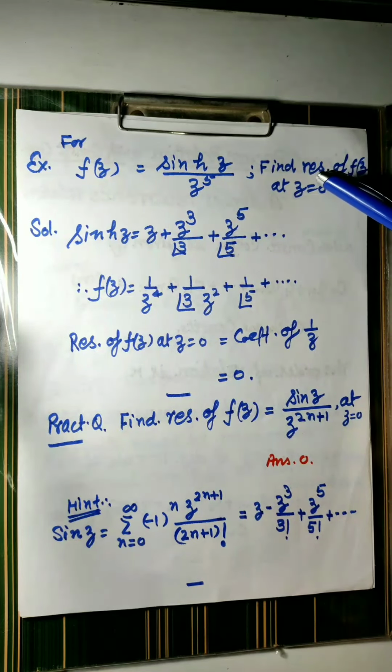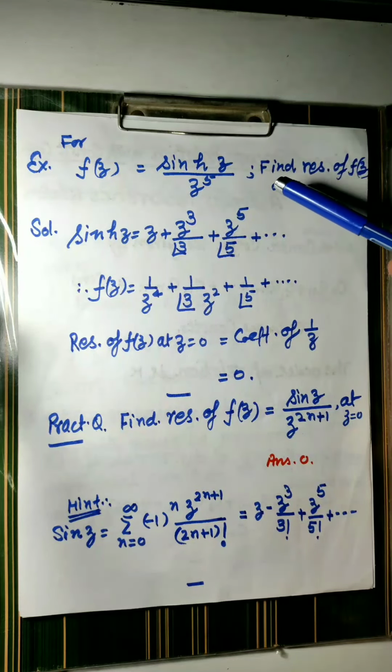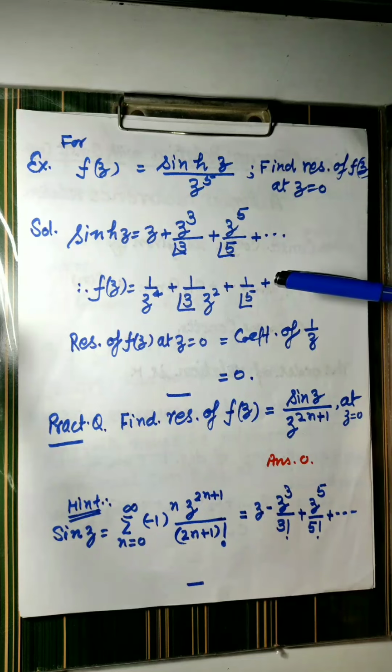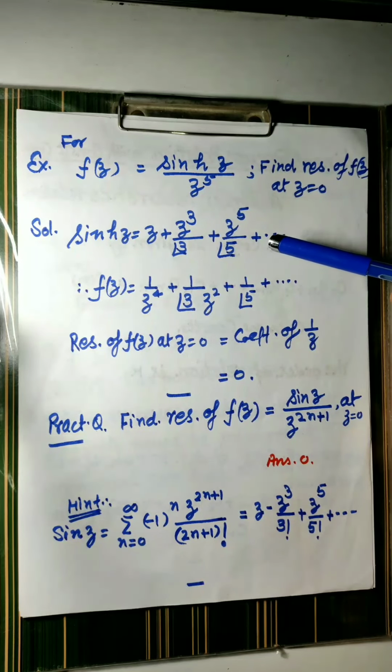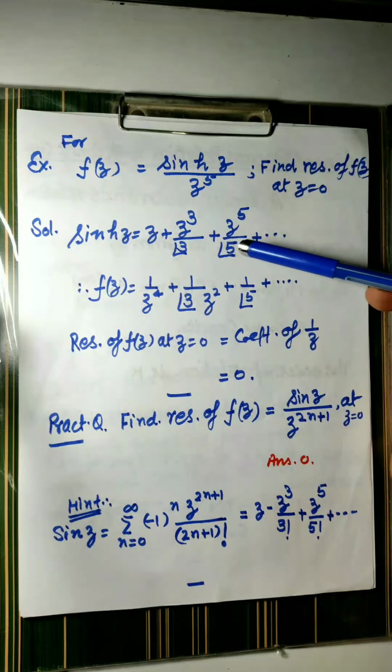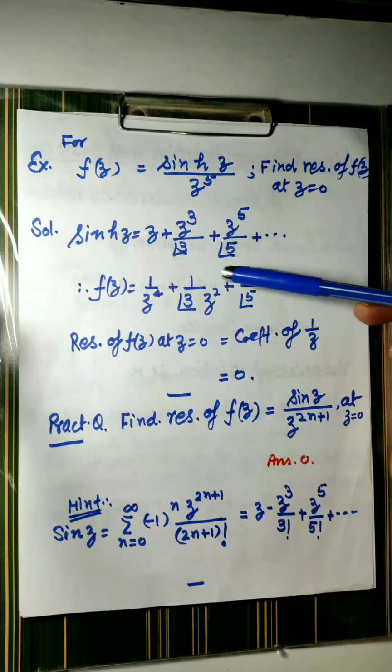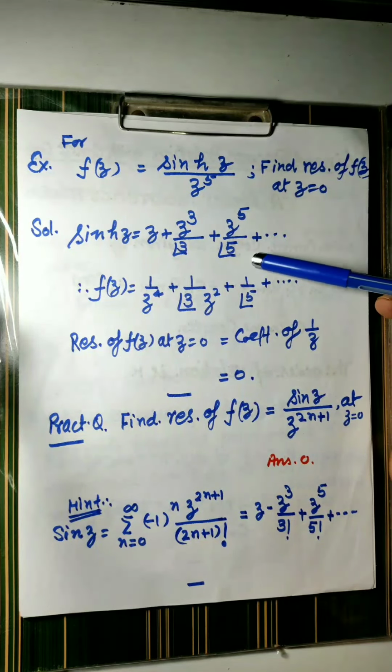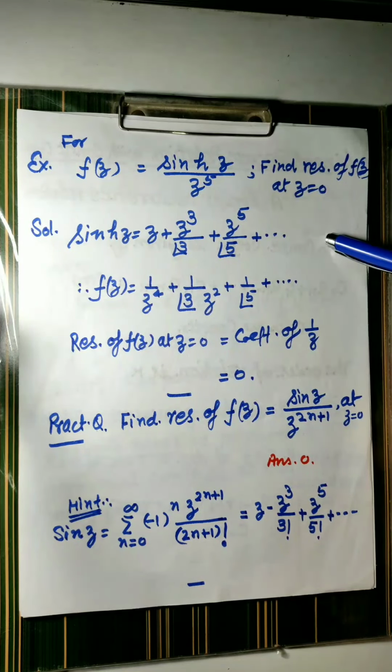Another way of putting the question is that the function of z is given here and we find the residue of this function at its pole. So basically we are using series expansion. This is the Taylor series expansion of the sine hyperbolic series: sinh z equals z plus z cube upon factorial 3 plus z^5 upon factorial 5 and so on. So we want to obtain the residue of f(z) at z equals 0.